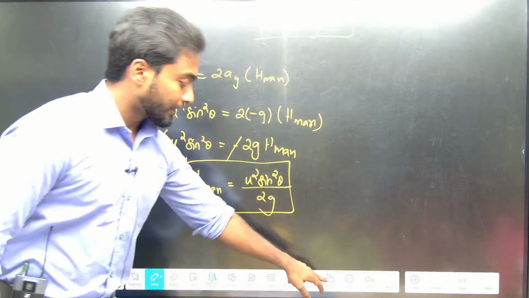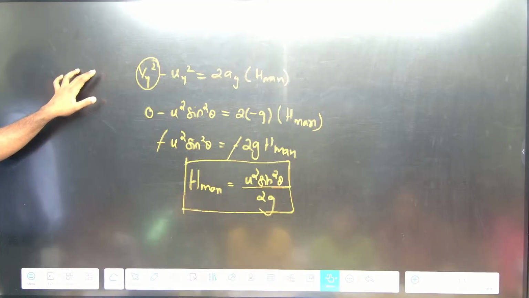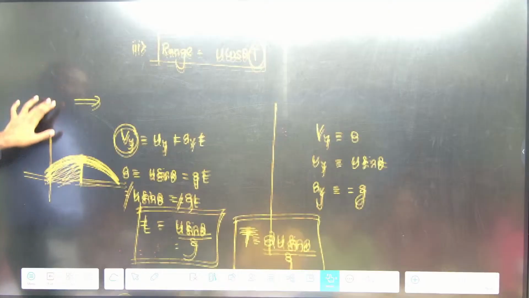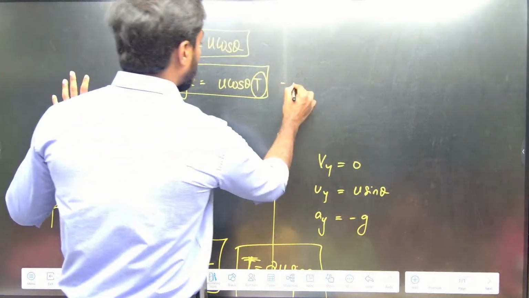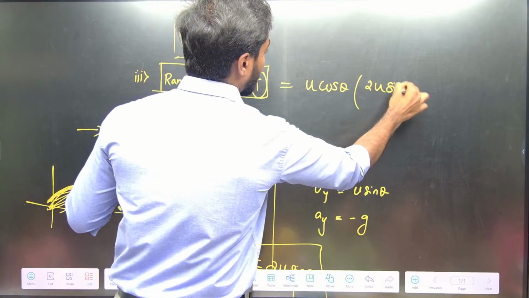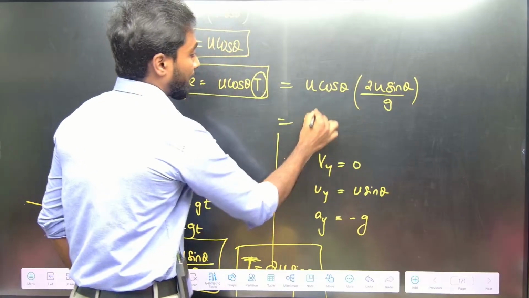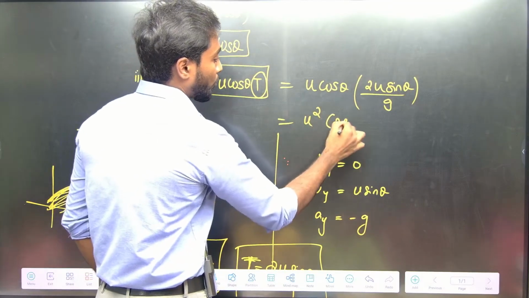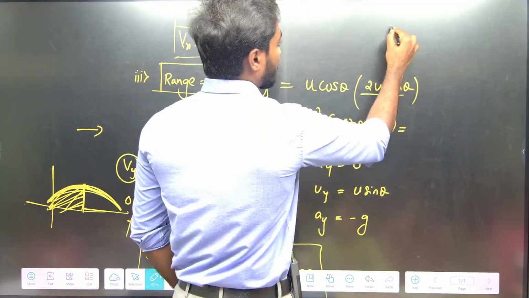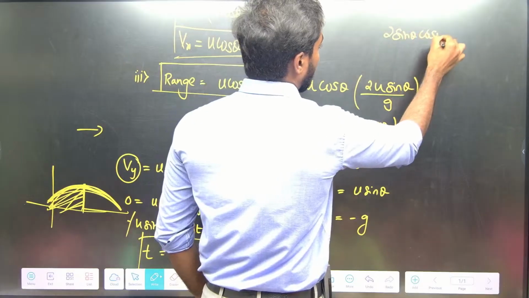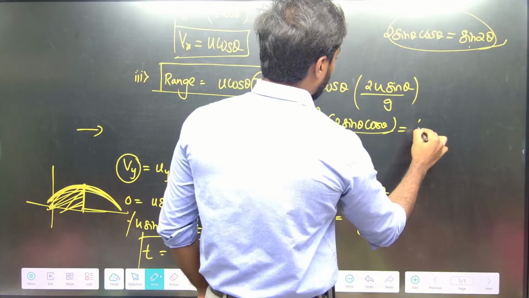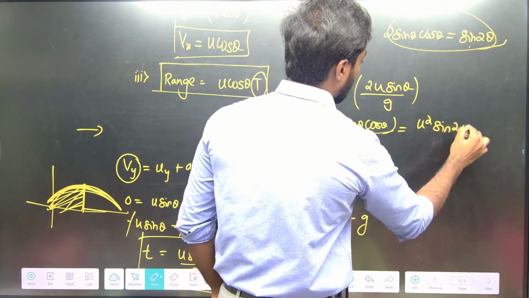Now go for the range formula. There we had stopped at u sin theta into t, no? Wait, I'll give time for writing. U cos theta, no? So now u cos theta, what is the t value? 2u sin theta by g. So we can write u square 2 sin theta cos theta by g. I can write 2 sin theta cos theta as sin 2 theta. So here u square sin 2 theta by g.